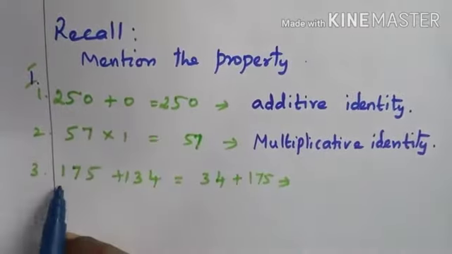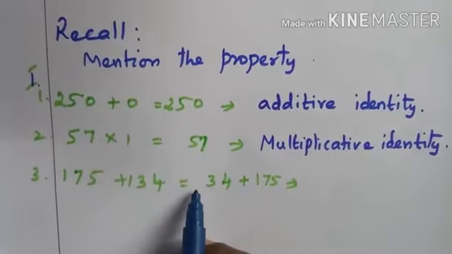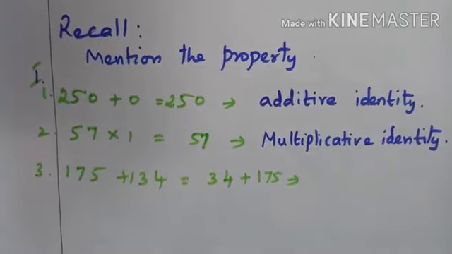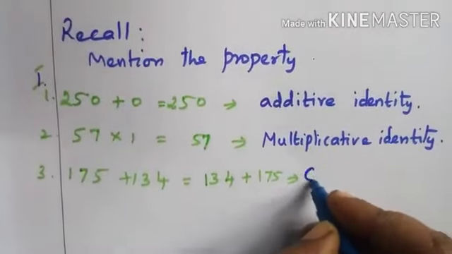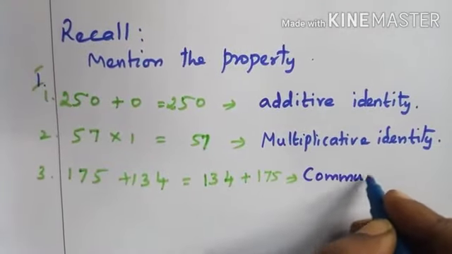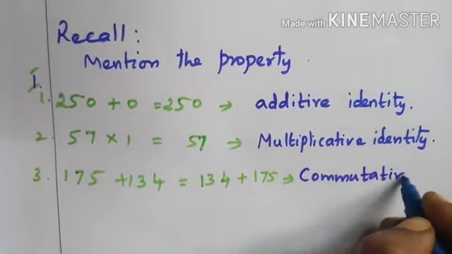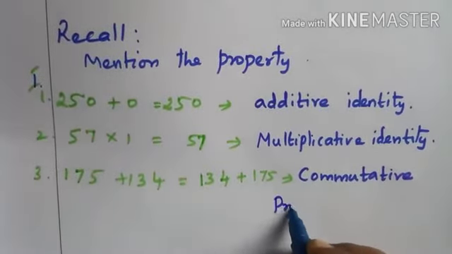Next question. 175 plus 134 equal to 134 plus 175. Therefore, it is what? Commutative property of addition.